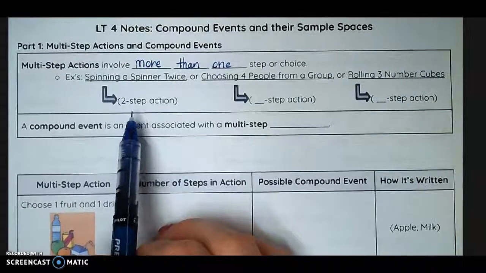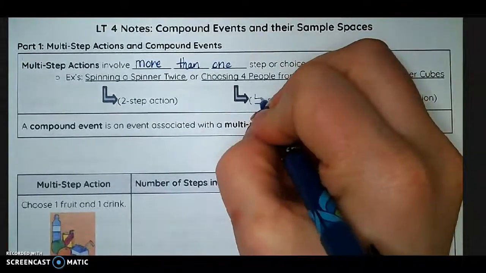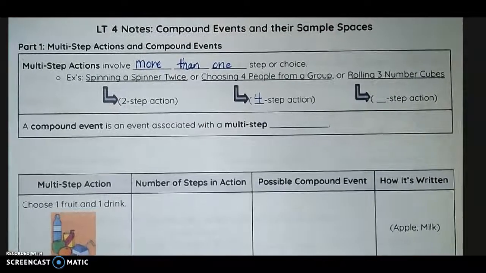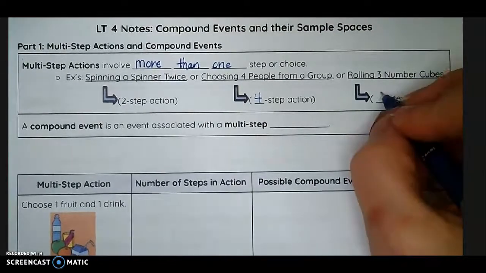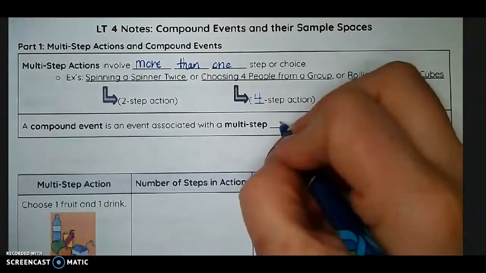So an example would be spinning a spinner twice. That's a two-step action. Choosing 4 people from a group, that is a 4-step action. Or rolling 3 different number cubes, or 3 dice, or 2 dice. That's a 3-step action. So a compound event is an event associated with a multi-step action.